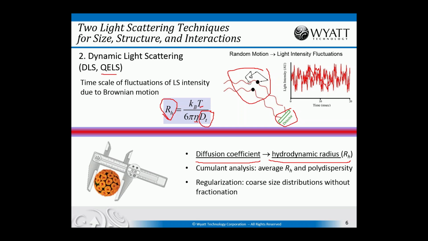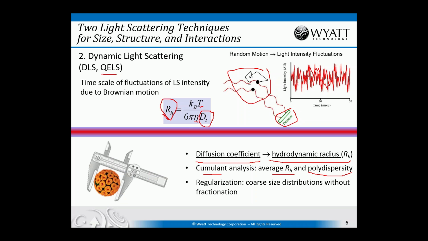Now, one of the nice advantages of dynamic light scattering is that even without fractionation, we can get a rough estimate of size distribution. It's a very low resolution size distribution, but nonetheless, it can be very convenient. If the population is monomodal, meaning clustered around a single size range, then the cumulant analysis is used to give us the average RH and the polydispersity, meaning the width of the size population around that average value.